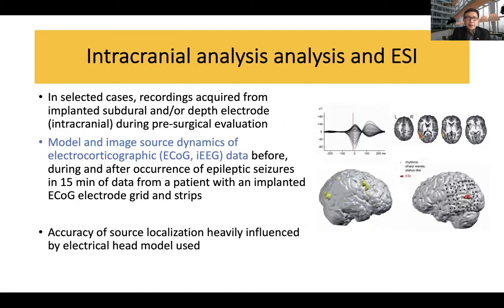Intracranial analysis and the ESI. In select cases, recordings are acquired from implanted subdural and depth electrodes during pre-surgical evaluation. Model and image the source dynamics of electrocorticographic, from the ECoG or maybe from intracranial EEG data, before, during, and after the occurrence of an epileptic seizure in 15 minutes of data of a patient with implanted electrocorticography electrodes, grid or strip. The accuracy of the source localization is heavily influenced by the electrical head model that has been used.